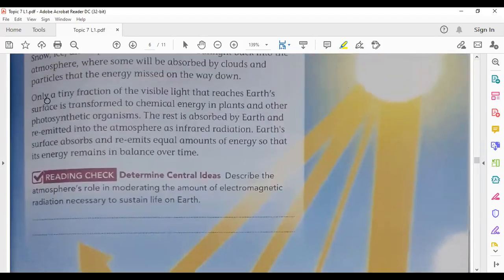Only a tiny fraction of the radiation of visible light that reaches Earth's surface is transformed to chemical energy by plants and other photosynthetic organisms. So a tiny fraction of the visible light is used by plants and other photosynthetic organisms to make food. They change it into energy or food.